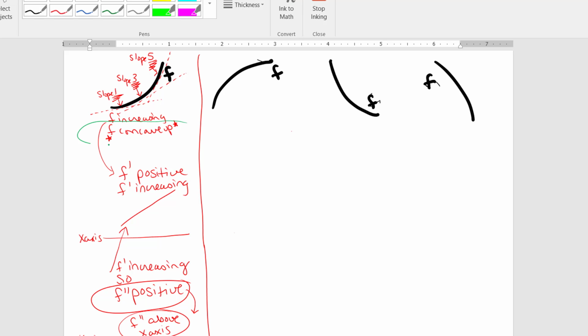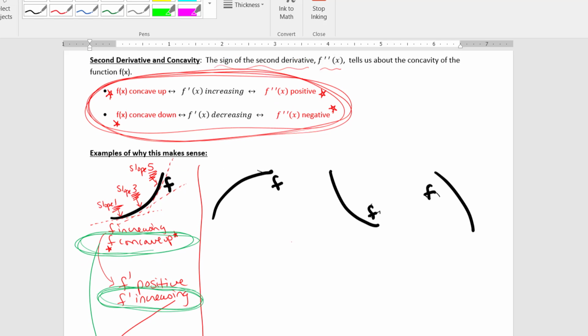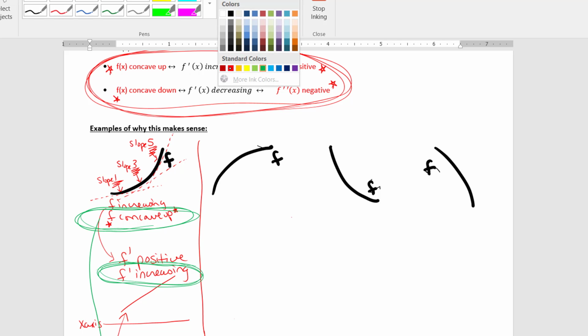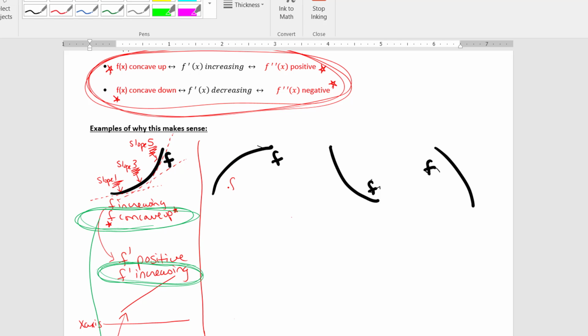F was concave up. That means f prime was increasing. The slopes of f were increasing, which means f double prime is positive. F concave up means f double prime is positive. Let's do it again. This time I have an example of a graph of f, but this time f is increasing, but f is concave down. So we have our little sketch here, an increasing concave down section of graph of f.